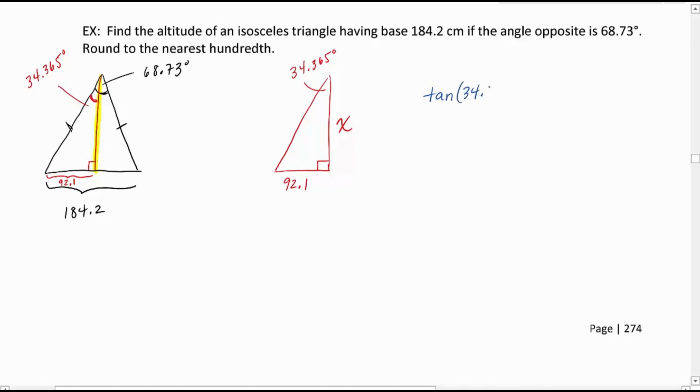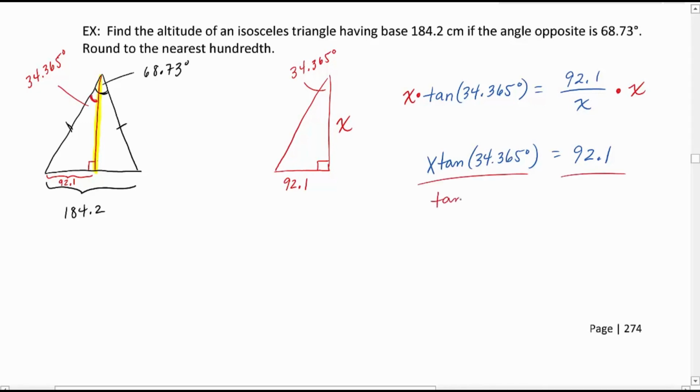Tangent of 34.365 degrees is equal to 92.1 over x. And we want to solve for x. x is currently in the denominator, so we'll multiply both sides by x to get it out of the denominator. That gives us x times tangent of 34.365 degrees is equal to 92.1. And then lastly, we're going to divide by that tangent.